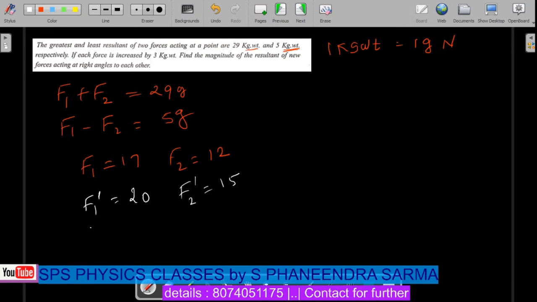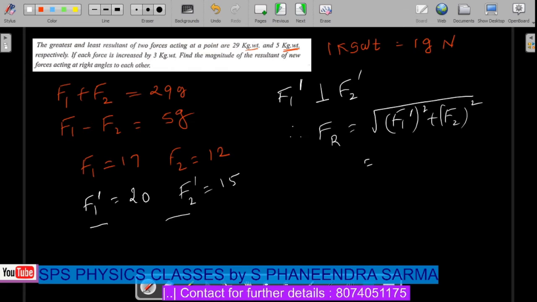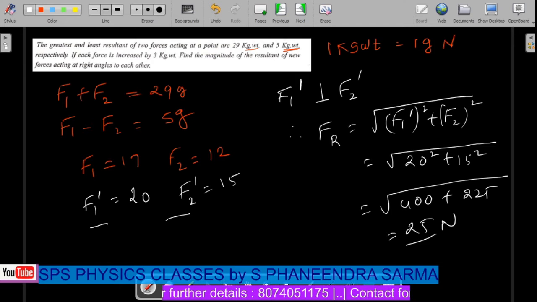Now, what is the condition given for these two forces? Right angle to each other, given. That means F1 dash is perpendicular to F2 dash. Therefore, the resultant is equal to the root of F1 dash whole square plus F2 dash whole square, which in this case is the root of 20 square plus 15 square, which is equal to 400 plus 225, which is equal to 25 newtons. This is the right answer for our question.